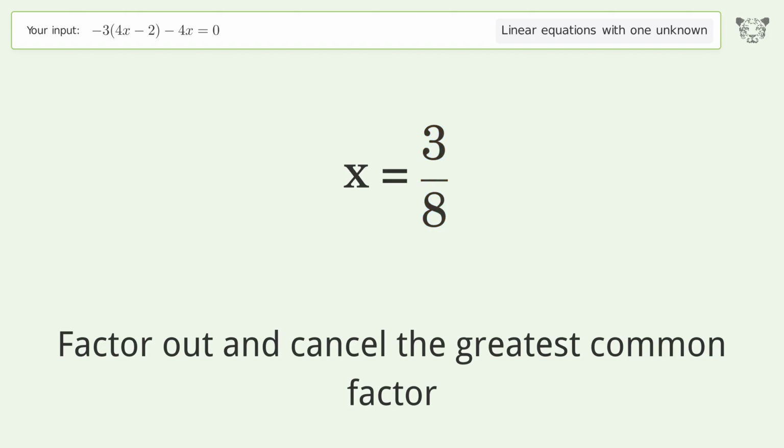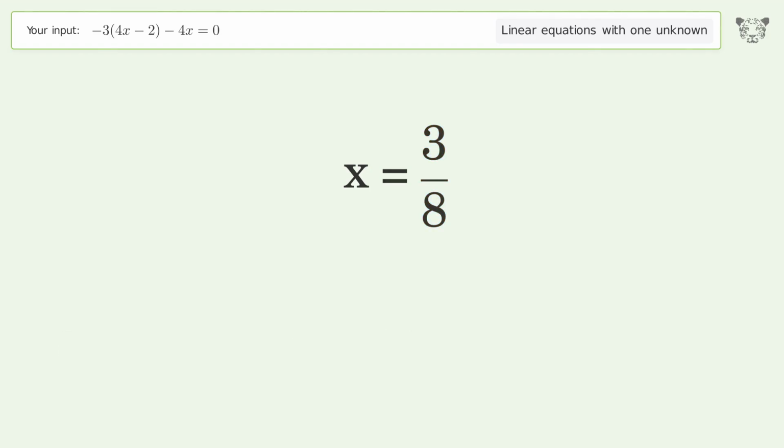And so the final result is x equals 3/8.